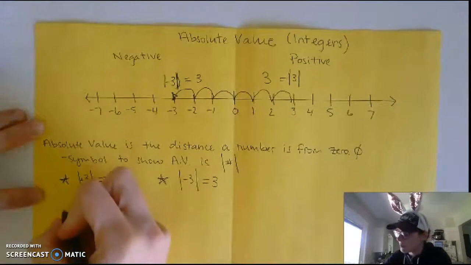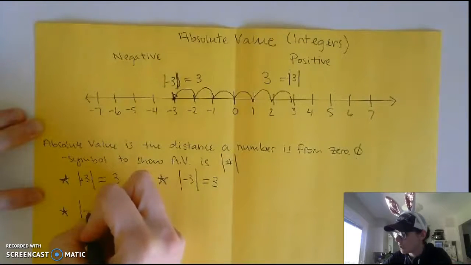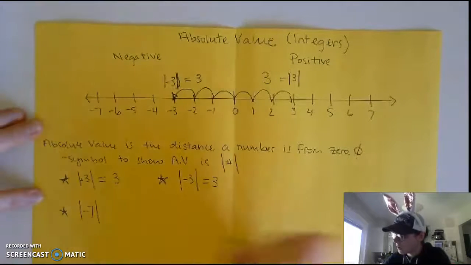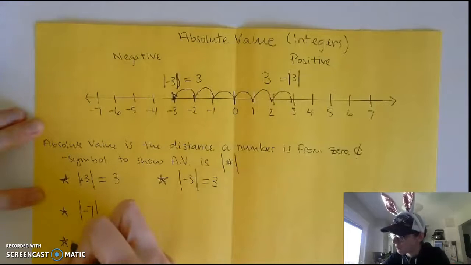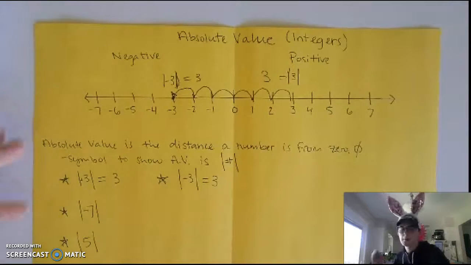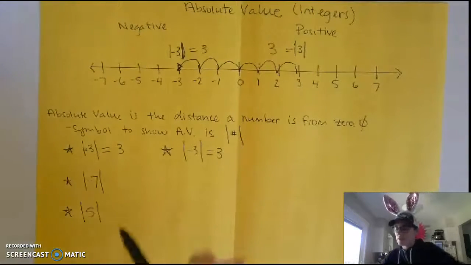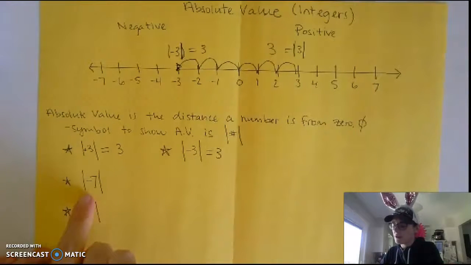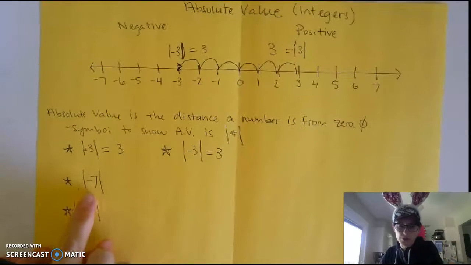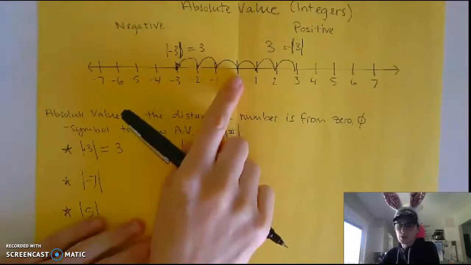So let's do some practice ones. Let's do the absolute value of negative 7, and then we'll also do the absolute value of positive 5. Again, absolute value means the distance a number is from 0. So negative 7 is how many away from 0?